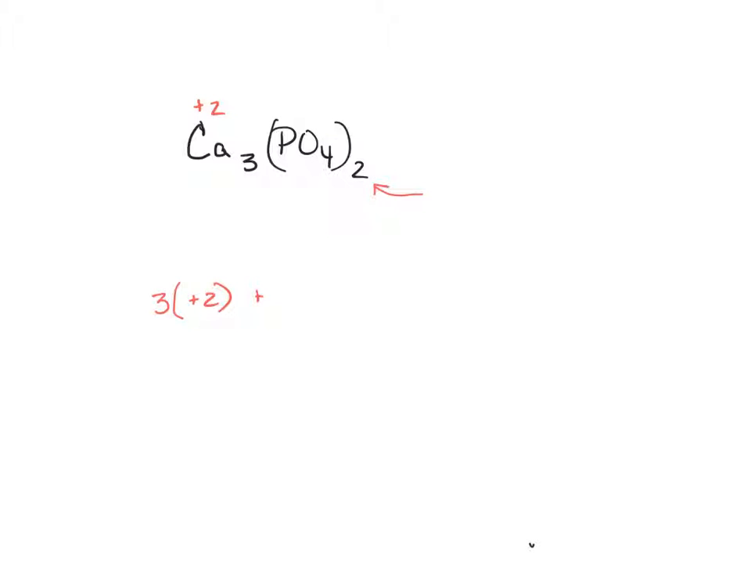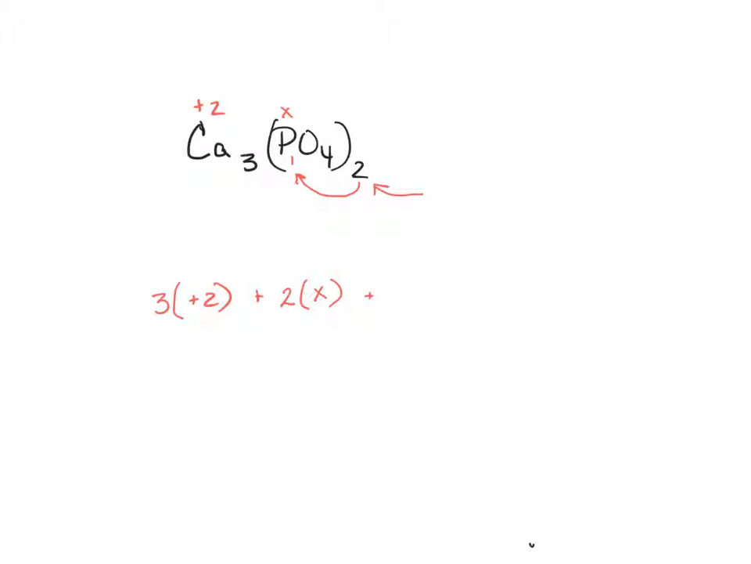Plus, phosphorus is our next element, so how many phosphorus do we have here? And this is where it gets tricky. It looks like there's 1, but actually there are 2 of them because this 2 distributes to this P. So we've got 2 phosphorus. When I say bottom number, it's really the total number of those phosphorus. And we do not know what phosphorus's oxidation number is. That's what we're looking for.